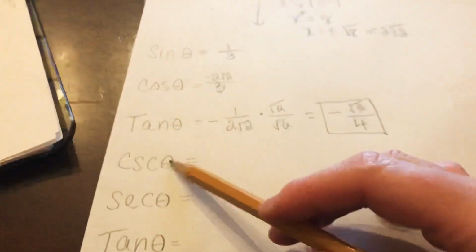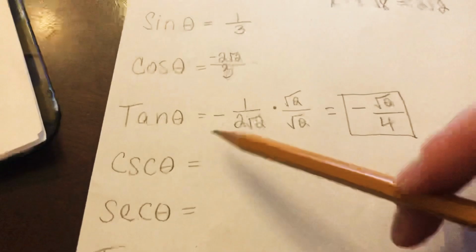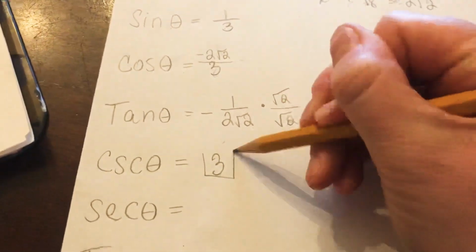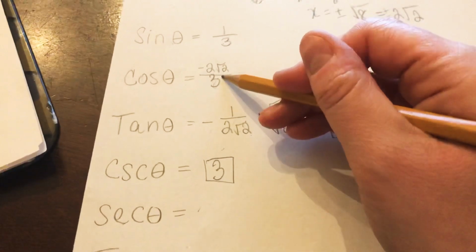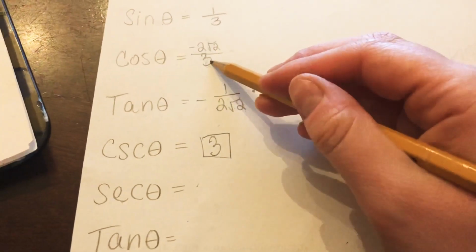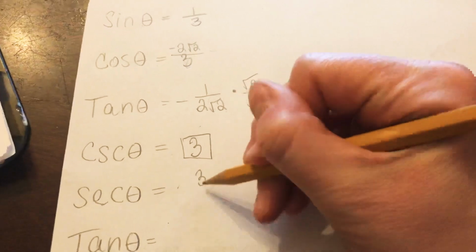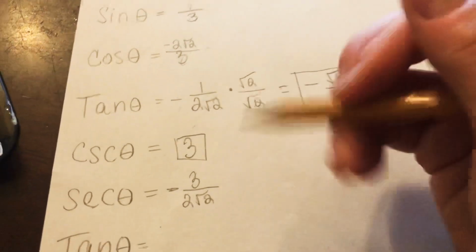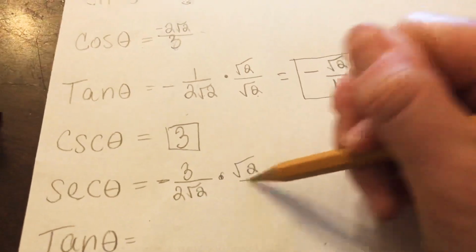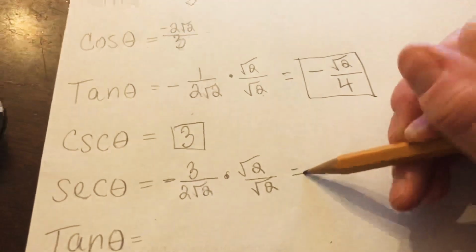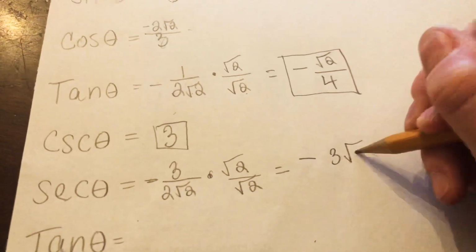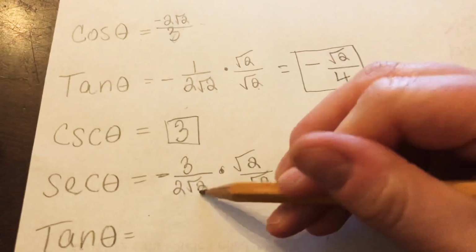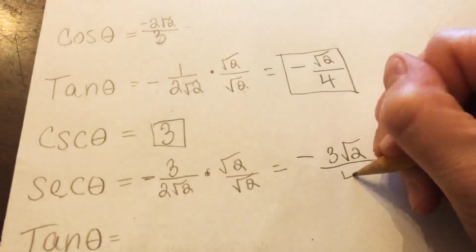And that's that. Now the rest are just reciprocals, right? So cosecant is the reciprocal of sine. Is this blurry? So if sine is 1 over 3, my cosecant is just 3. Secant is the reciprocal of cosine. So if cosine is this, secant is going to be my reciprocal, which is 3 over 2 radical 2, and it's negative. Again, we have to rationalize the denominator. So that gives me negative 3 radical 2 over radical 2 times radical 2 is 2, times 2 is 4.